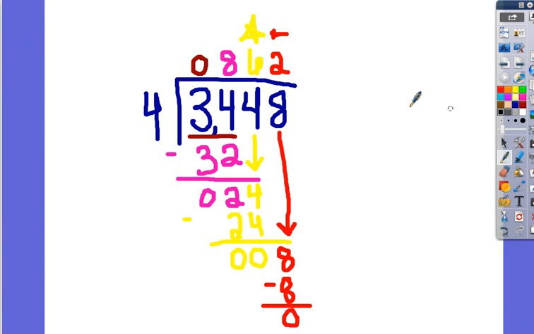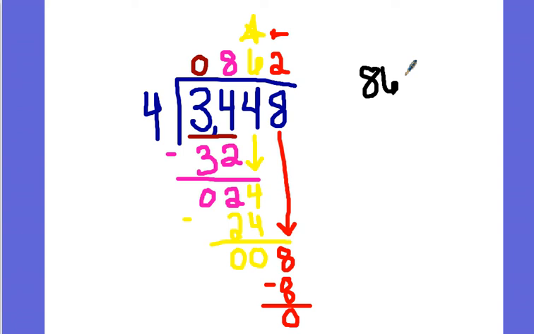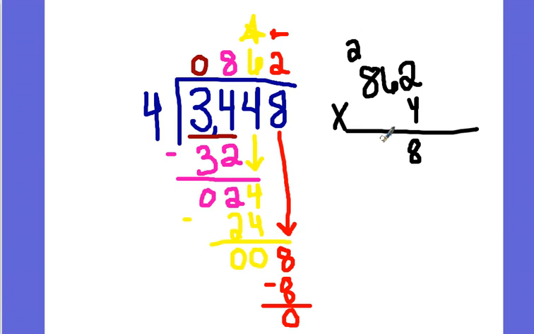Now I have to go and check that. So 862 times 4. So 2 times 4 is 8. 6 times 4 is 24. 8 times 4 is 32, 33, 34, or plus 2 is 34. So I have the number 3,448, and that's what I got there, so you're good to go.